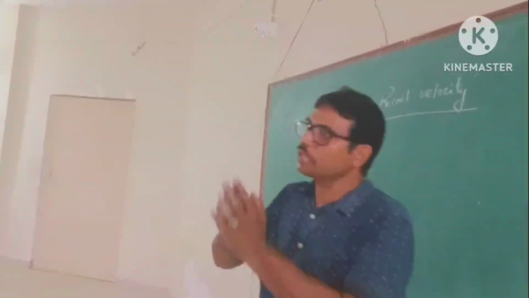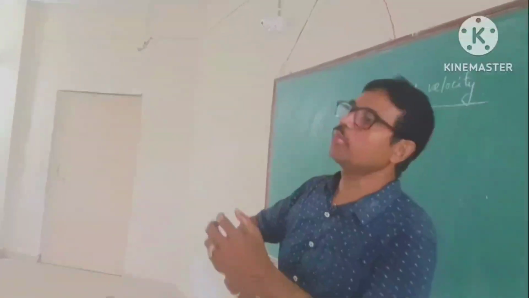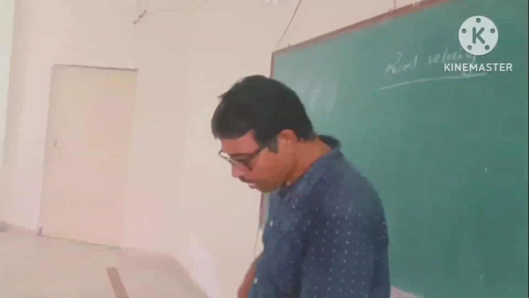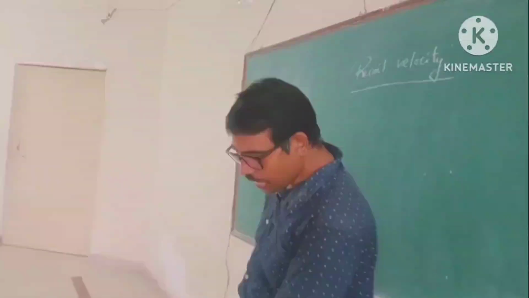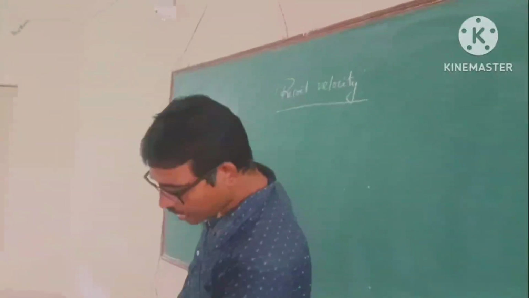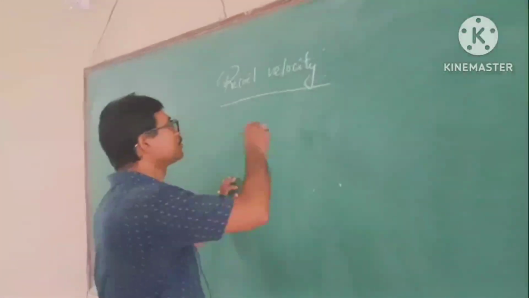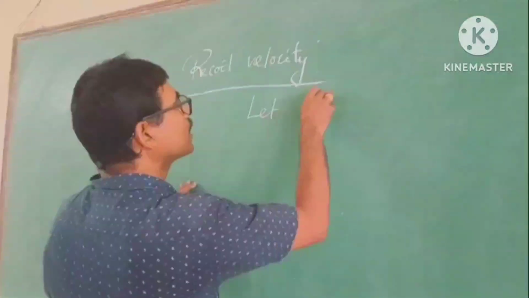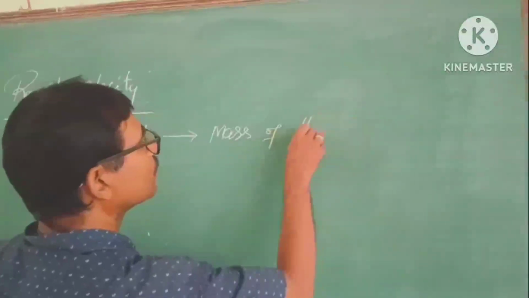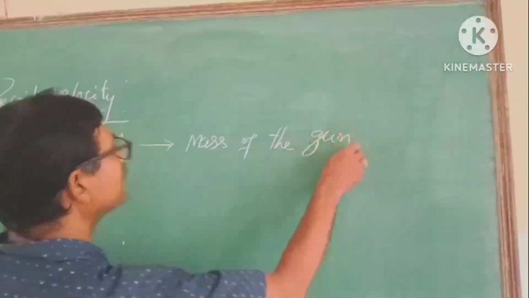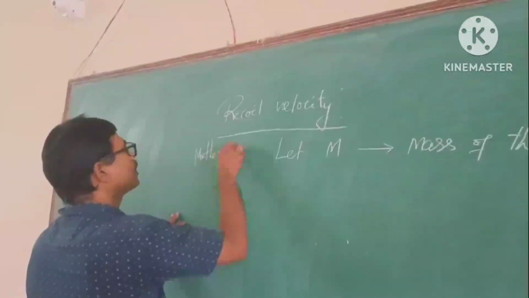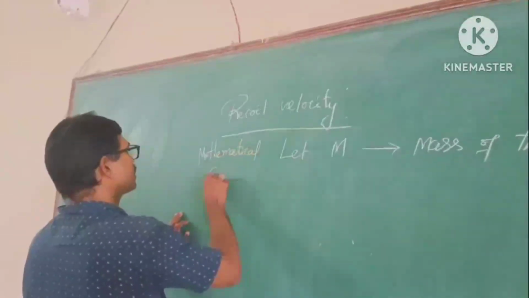So that means total momentum before collision is equal to total momentum after collision. Total momentum before collision is how much? 0. Total momentum after collision is how much? We have to calculate. So let us discuss one by one. That is why the gun recoils, obeying the conservation of linear momentum. This is the mathematical expression.